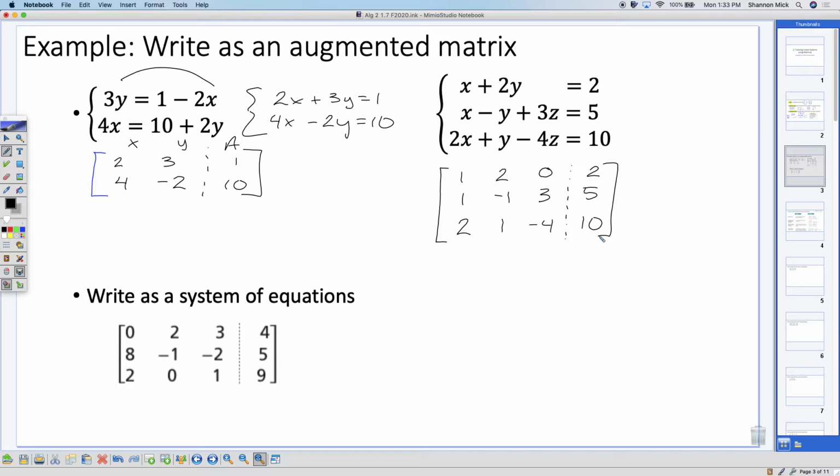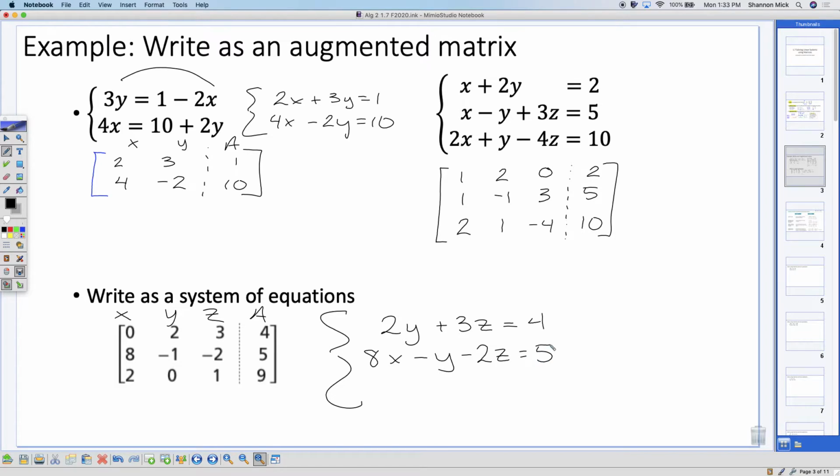So the next one, I want to go from an augmented matrix to a system of equations. So what is my first column all of? X, and then Y, Z, and answers. So it's going to be what? 2y plus z equals 4. 8x minus 1y, minus 2z equals 5.